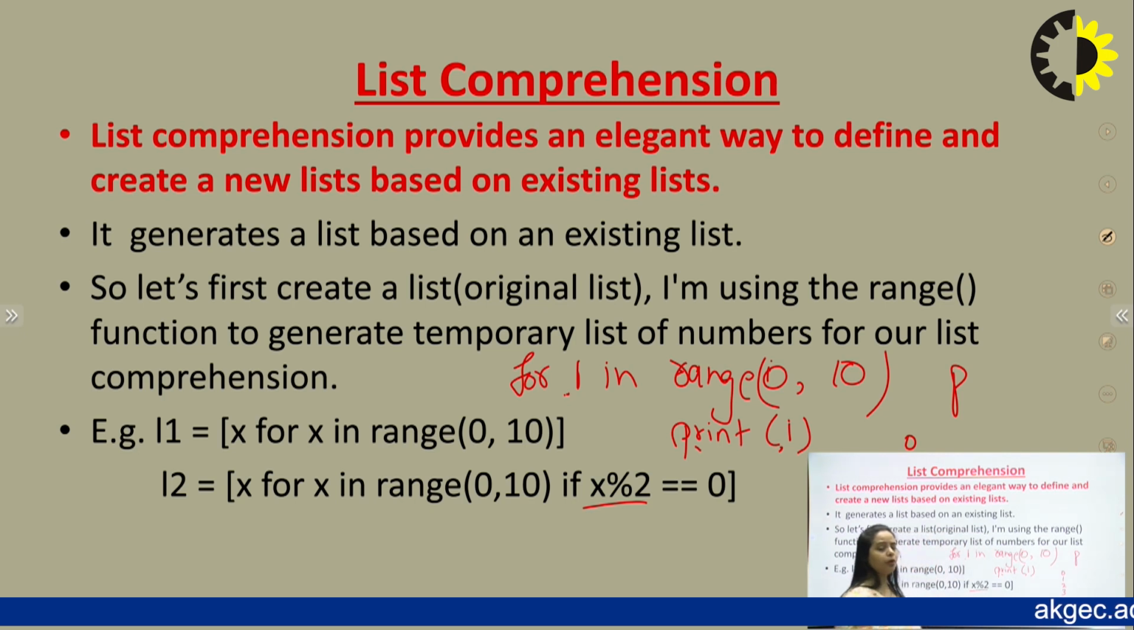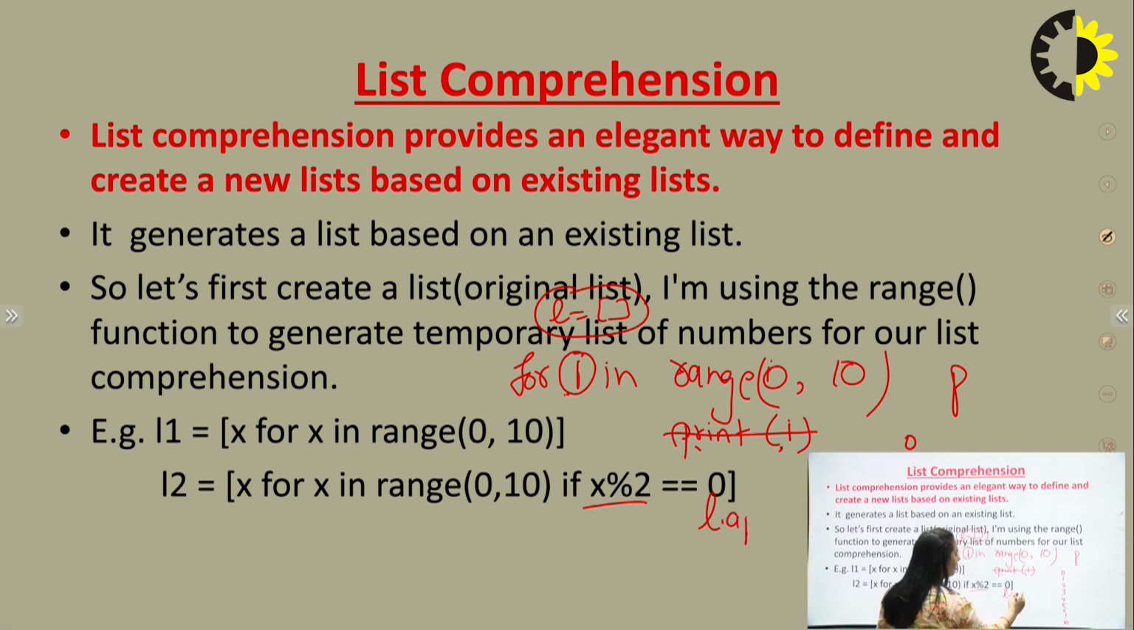But if I want these values in a list, a list having numbers from 0 to 10, what I will do is create an empty list. With the help of i, I will get the values from 0 to 10. Now, instead of printing, I have to use L.append(i). With this code, I will get a list having the values 0 to 10.